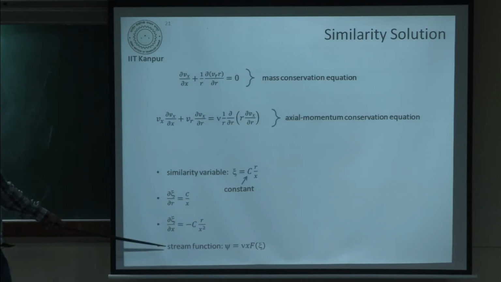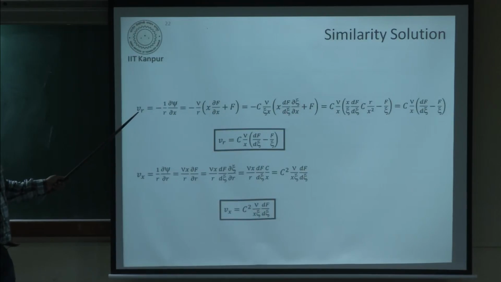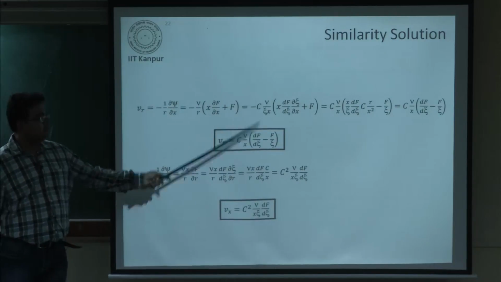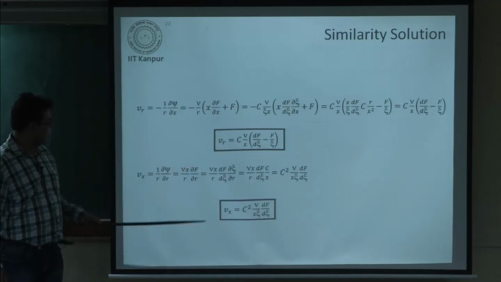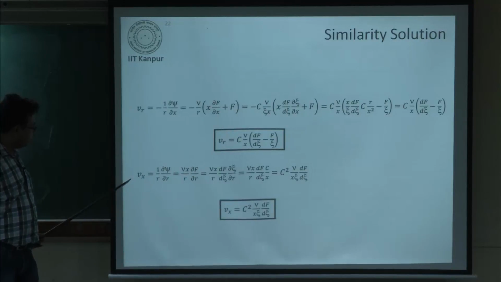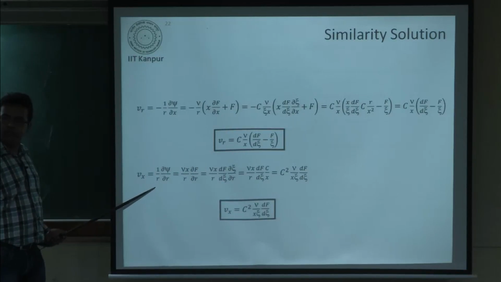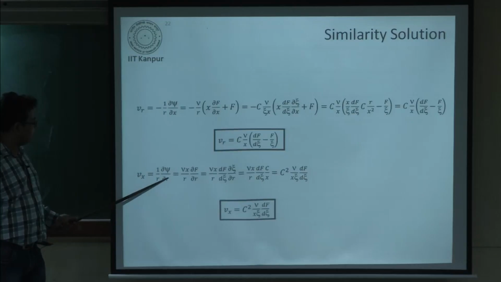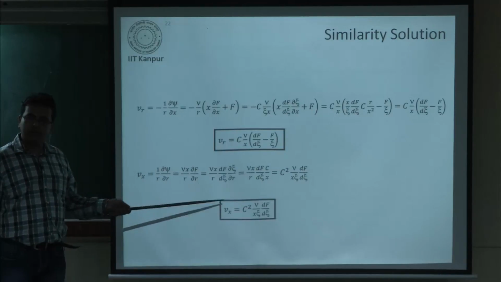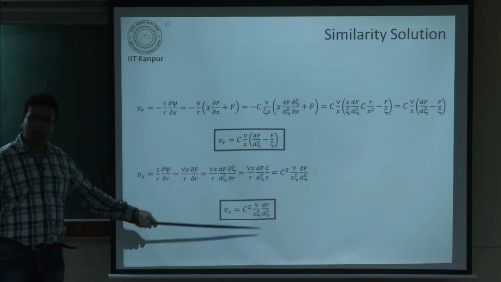Okay. So, if you know the stream function, you can calculate the radial velocity. So, radial velocity will be minus 1 over r del psi del x. You can carry out this exercise and you will get this expression for the radial velocity. Similarly, the axial component of velocity Vx will be 1 over r del psi del r. If you follow the same exercise, you will be able to get the expression of the Vx.